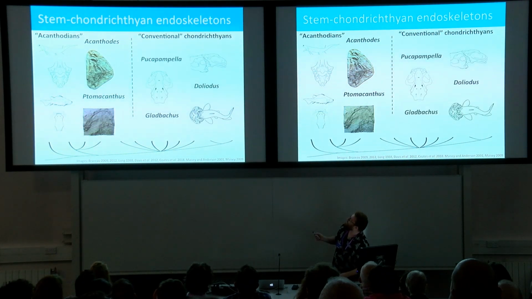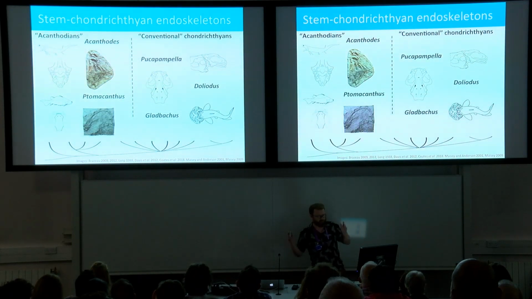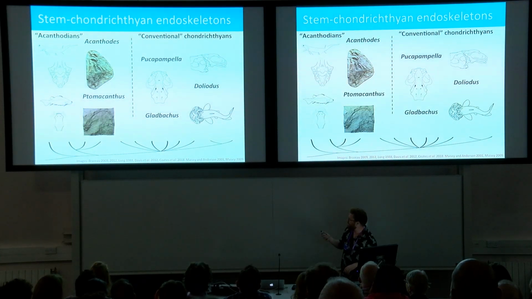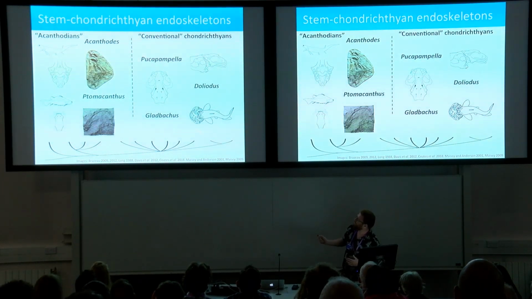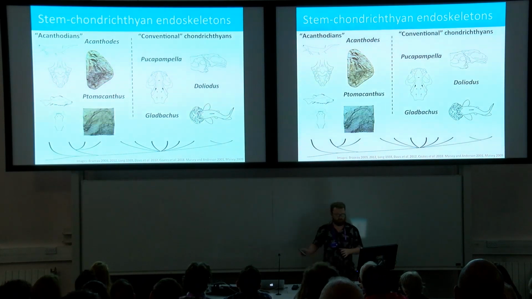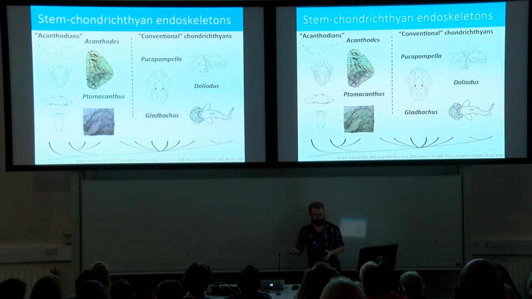But we've got more of these things that you'd call conventional chondrichthyans. Pucapampella is one that's known from a braincase. Doliodus is another, which is known from a braincase and now the whole body. And Gladbachus is the other one, which Mike talked about a lot yesterday. So this is where we stand. These are the endoskeletons we have.